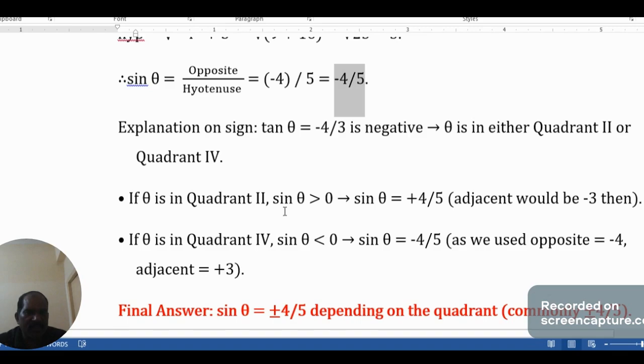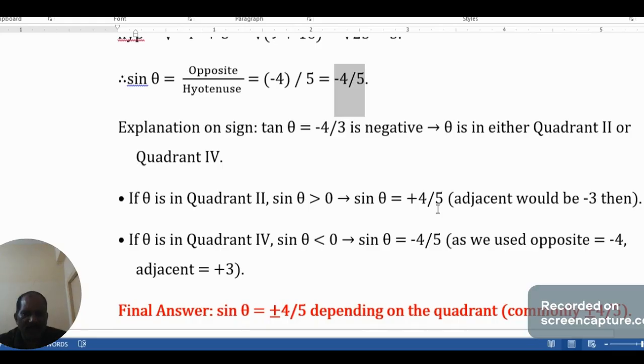then sine theta, we know that in the second quadrant sine theta is always positive. So it means that sine theta is equal to plus 4 by 5. That means adjacent side would be minus 3, and the opposite side is plus 4 by 5.